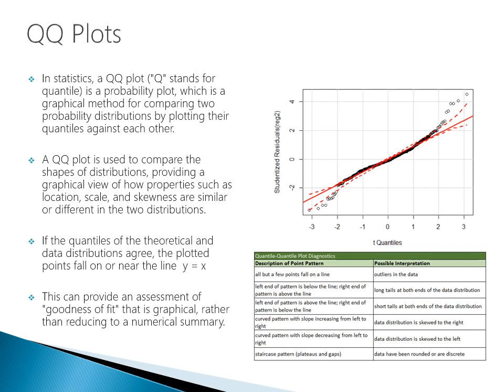If the curve pattern with the slope is increasing from left to right, the data distribution is skewed to the right. If we have a curve pattern with slope decreasing from left to right, then the data distribution is skewed to the left. Finally, if we have a staircase pattern, then the data has been rounded and is more than likely discrete.